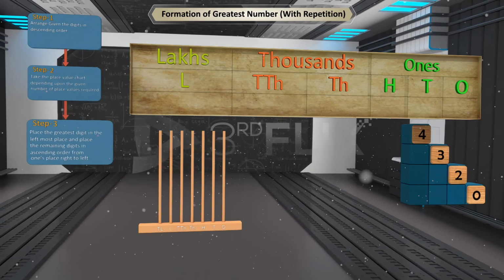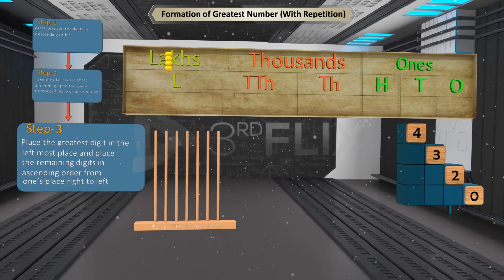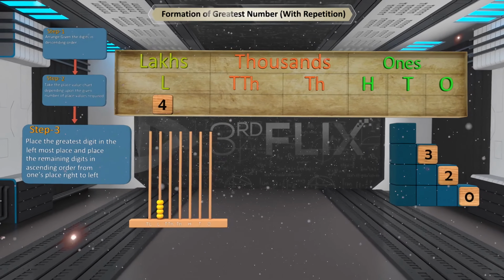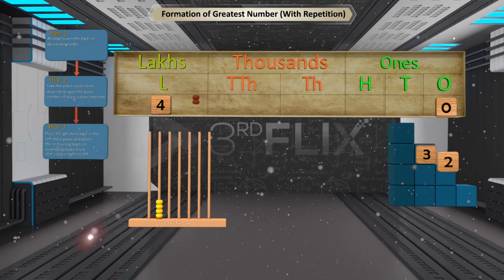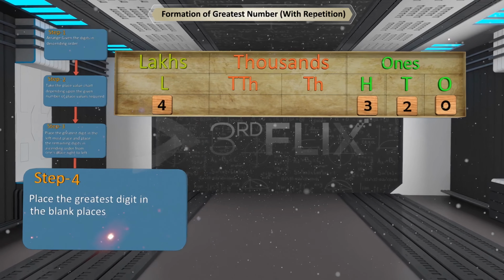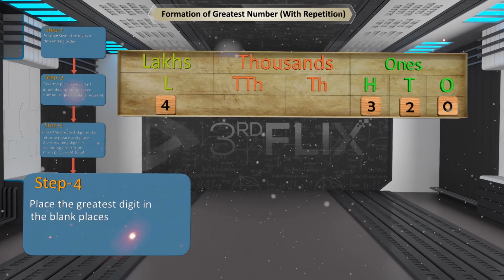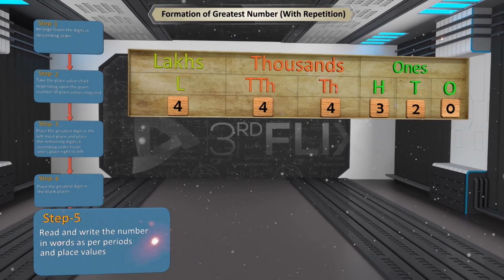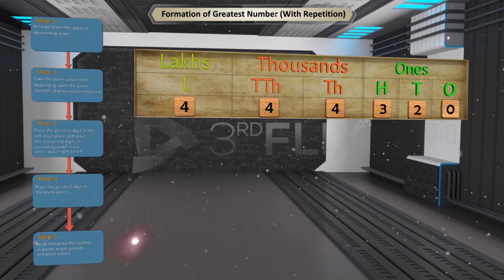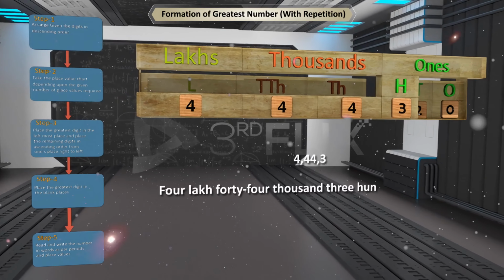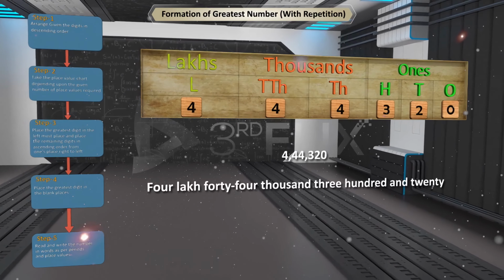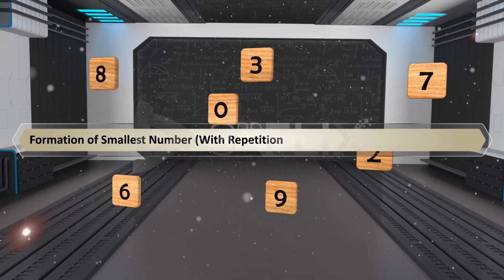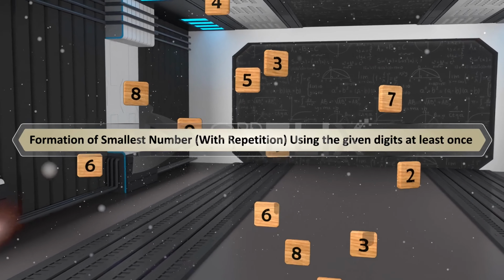Step 3. Place the greatest digit 4 in the leftmost place and place the remaining digits 0, 2, 3 in ascending order from one's place right to left. Step 4. Place the greatest digit 4 in the blank places. Step 5. Read and write the number in words as per periods and place values. 4,44,320. Formation of smallest number with repetition using the given digits at least once.